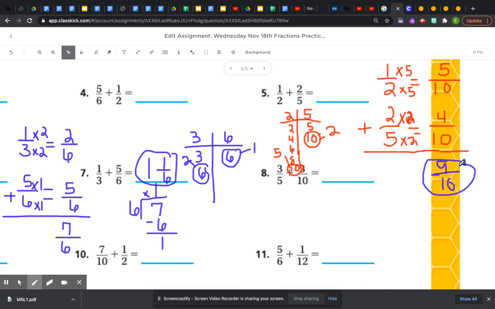And this one was 9/10. And so this is how you do it using standard algorithm. If you need me to practice with you some more, I can. Just let me know.